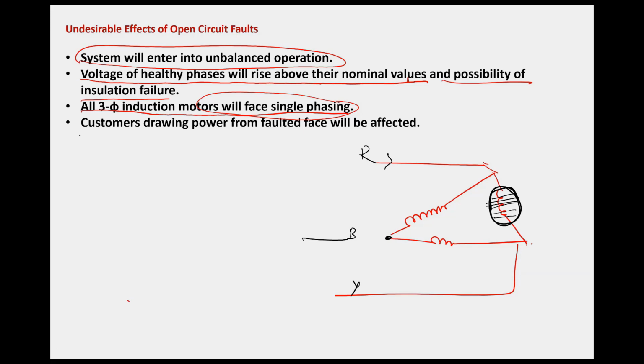Next, all the customers who are drawing from the R phase will get affected. Suppose my house is getting supply from R phase and there is an open circuit fault in R phase, then I will not get the power supply. All the customers who are getting power supply from that phase will get affected. So these are some undesirable effects of the open circuit faults.